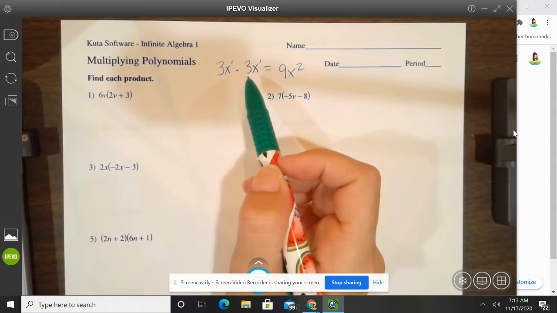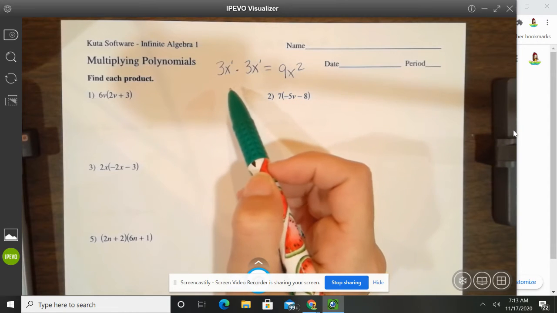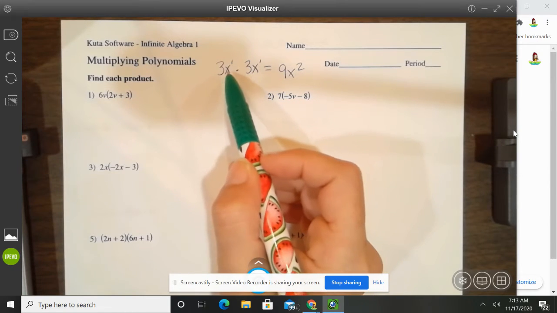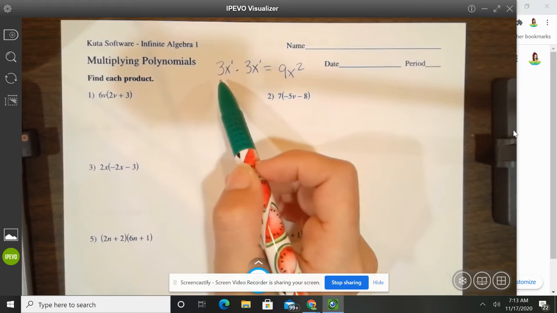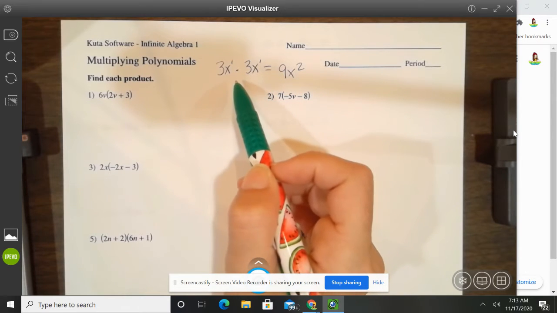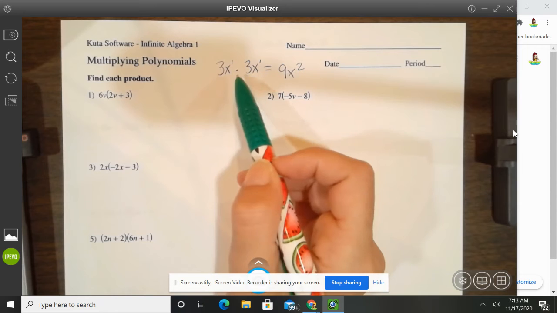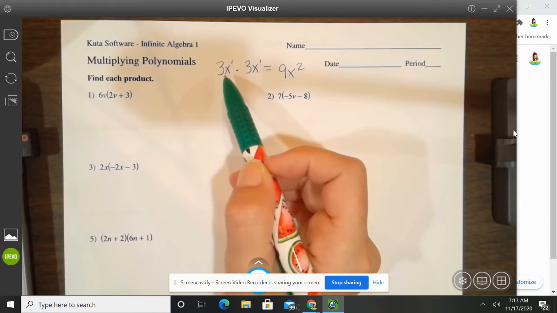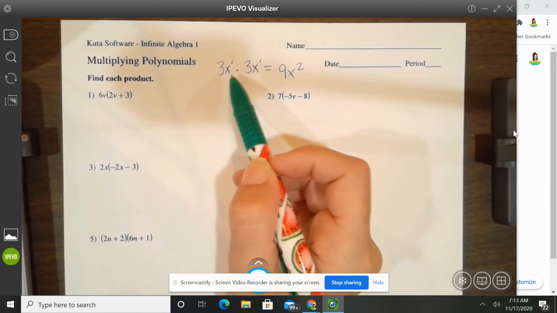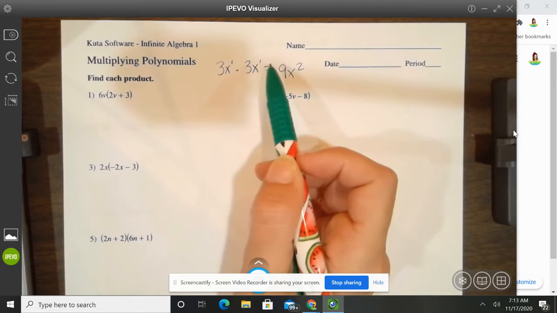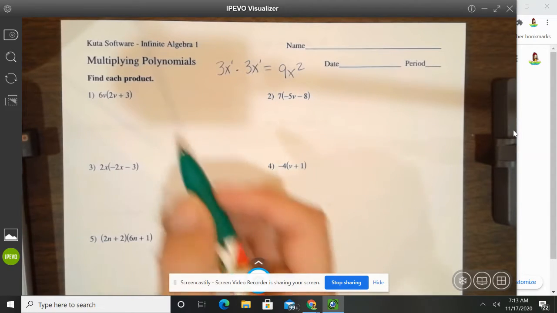That didn't happen when we were adding and subtracting because we were just combining like terms. But now we have to remember that when we multiply variables or terms with exponents, we add the exponents. So let's look at that.